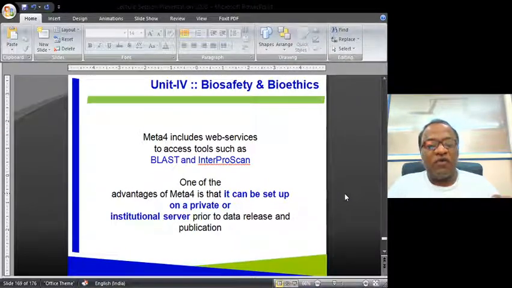Right? So Meta4 includes web services to access tools such as BLAST, that is basic local alignment search tool, and InterProScan. The advantage, the beauty of this Meta4 is that it can be set up even on a private or institutional server prior to data release and publication. So it is so much user friendly. You can make use of this Meta4 even on your private laptop or desktop or the institutional server prior to the release of the data and publication of the data.